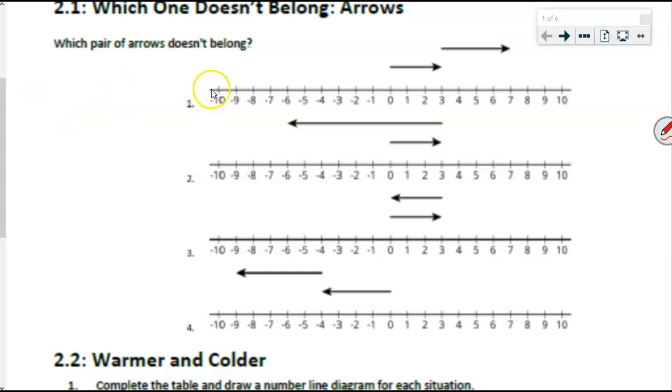Just to make sure you understand the situation, here's the number line. This is the pair of arrows above it that we're talking about. Number 2 is this number line with that pair of arrows, and so on. So just take a couple seconds of quiet think time. Form an opinion. Which pair of arrows doesn't belong? Make sure you're able to justify why. We'll pause the recording as you take your own think time.